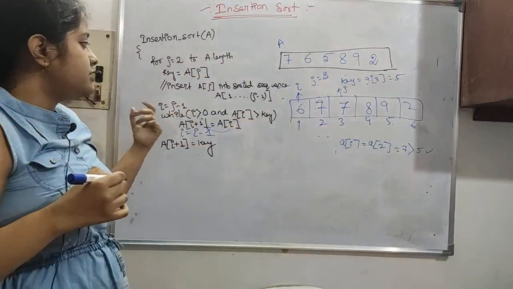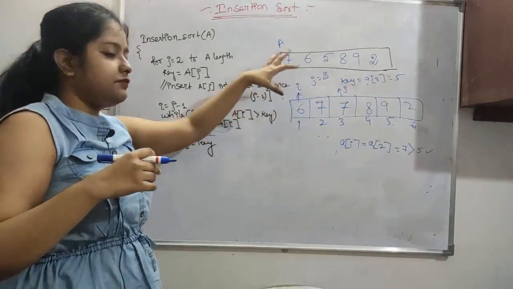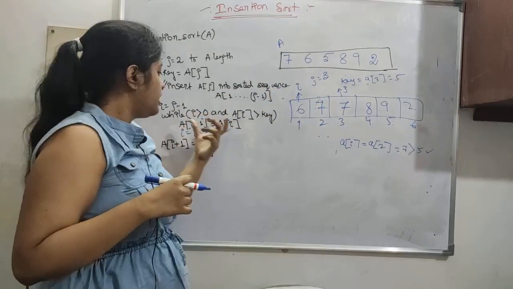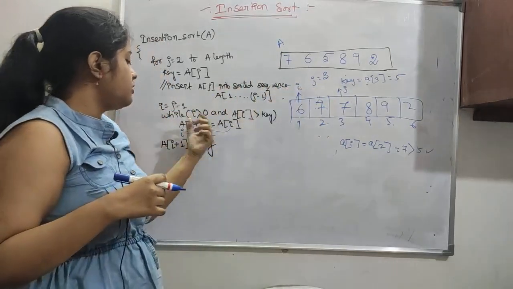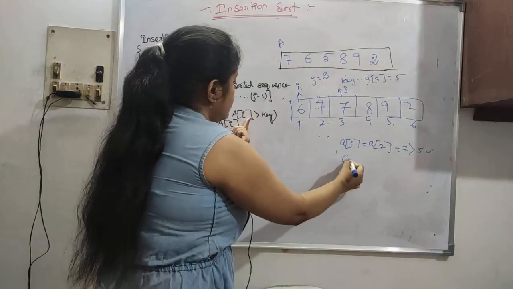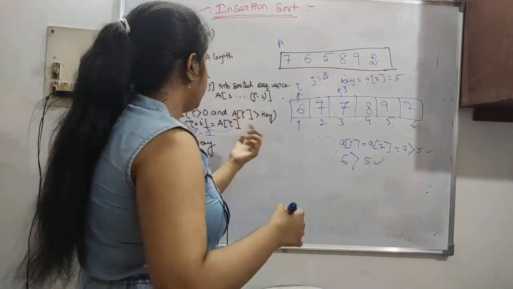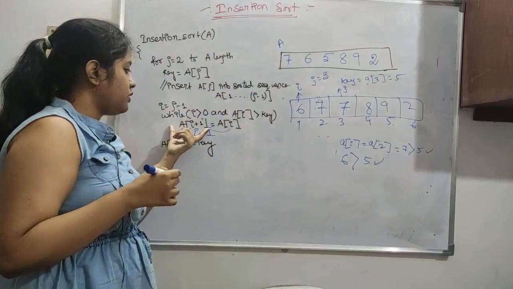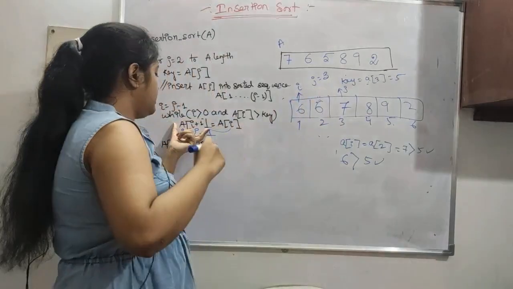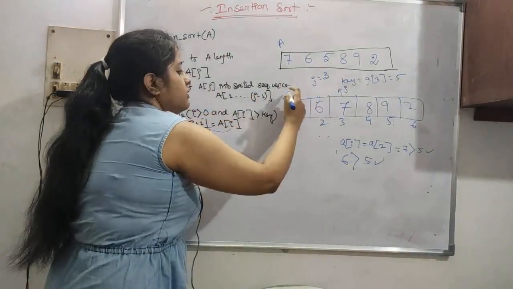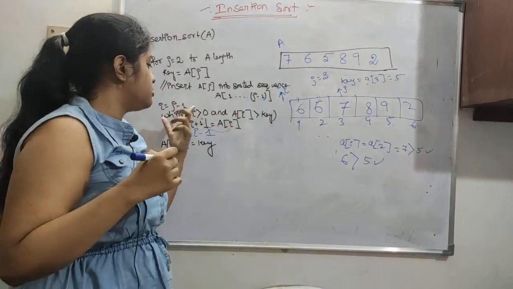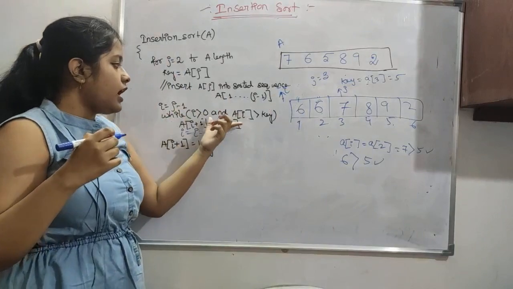So now we again check this because, see, in the first case it was just seeing this 1, but here we have to check this while loop again because I is greater than 0, and now check the second part. A of I is greater than key. A of I means what? 6. 6 is greater than key 5, yes, it is greater than key, the 5. Now A of I plus 1 is equal to A of I. So 6 is written over here. Now I is decremented. So now the condition is broken because I is equal to 0, but our condition is I is greater than 0 and A of I is greater than key.